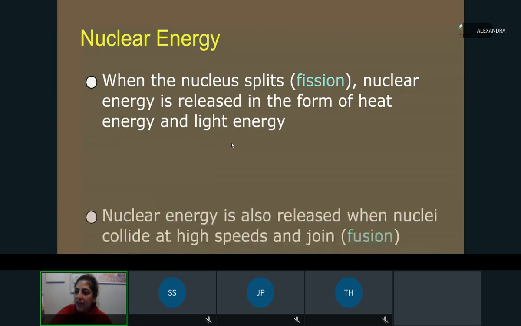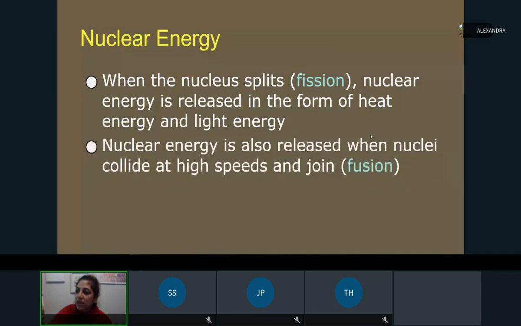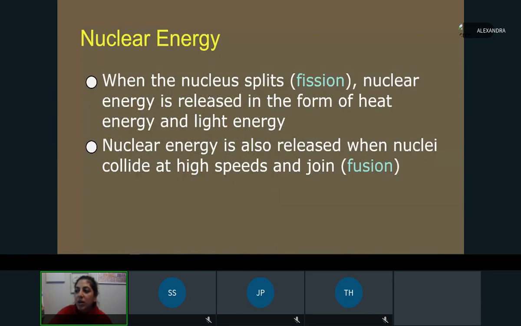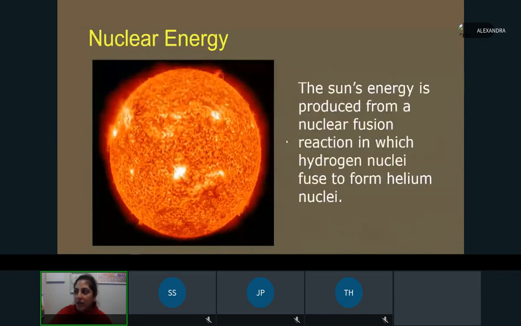And then you can harness that energy. So nuclear energy is also released when nuclei collide at high speeds and join. That's called fusion, right? Which makes sense. We've heard of the word fusion, coming together, much more than fission, which is apart. So nuclear fission and fusion is what generates that electricity, that energy. When a nucleus is splitting apart, or when it comes back together, they're releasing forms of energy, and we can take that energy and transfer it into electric energy like we have been.